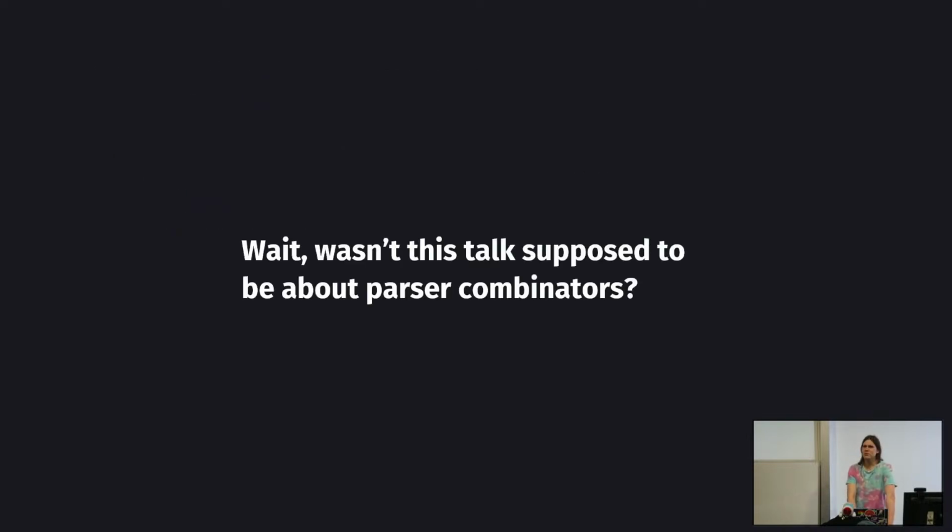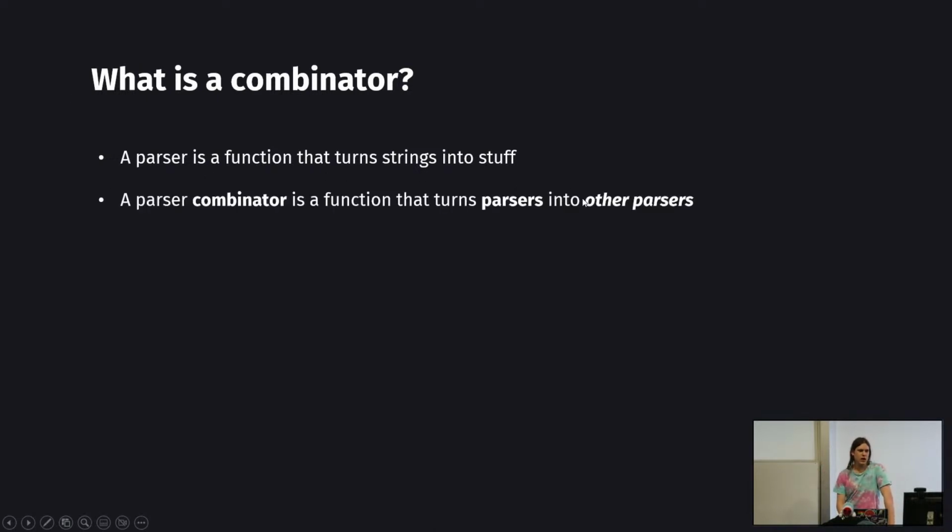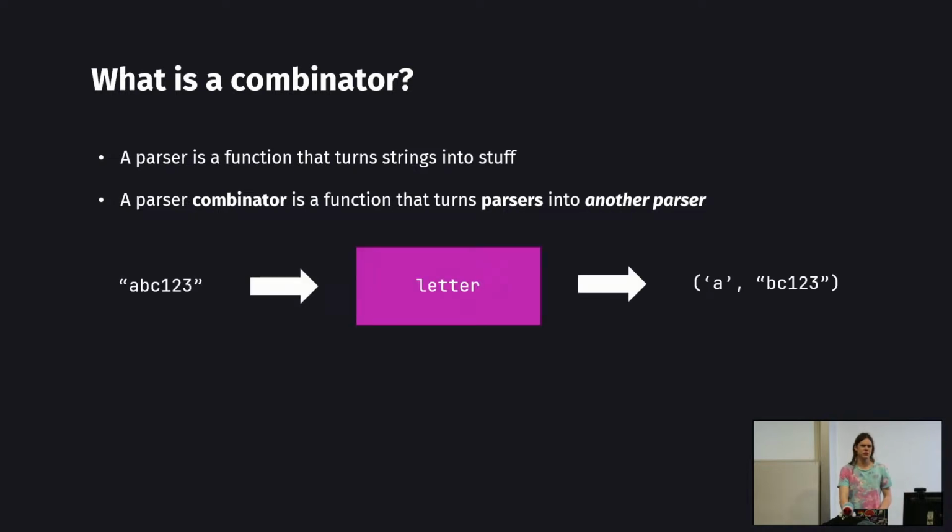Wasn't this talk supposed to be about parser combinators? Well, yes. Parser combinators build on top of this recursive descent foundation that we've created. The parser functions are going to look the same, but whereas a parser is a function that turns strings into stuff, a parser combinator is a function that turns parsers into another parser. Now, here's an example, just because that can be a little bit weird. Higher order functions are strange.